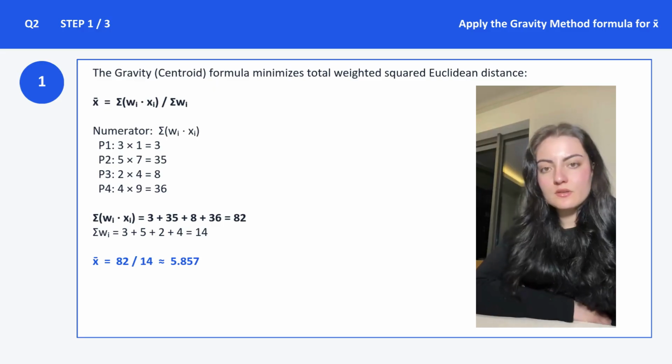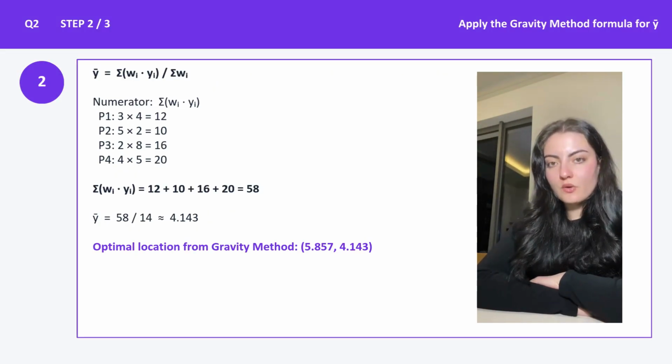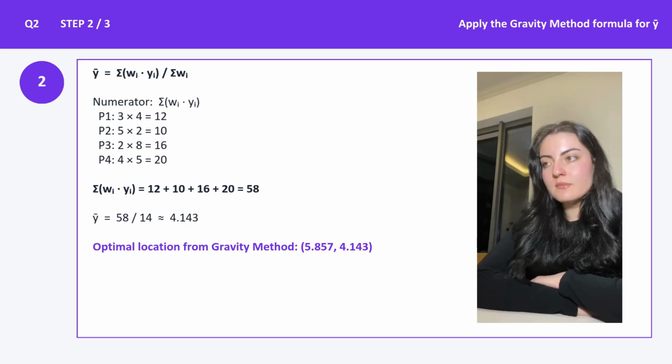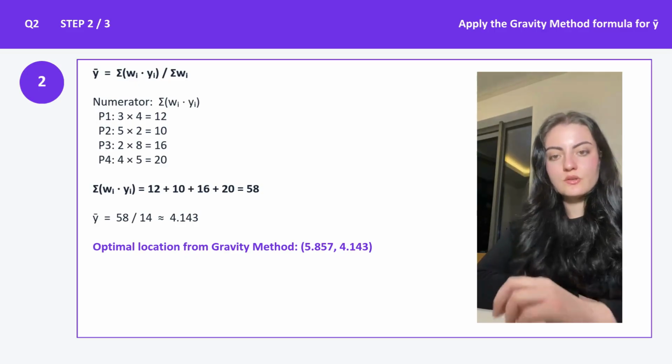So the x-coordinate becomes approximately 5.85. We do the same thing for the y-coordinate. The weighted y-sum is 58 and dividing by the total weight 14 gives approximately 4.14. So the gravity method gives the location 5.85, 4.14. This point represents the weighted center of the supplier network.